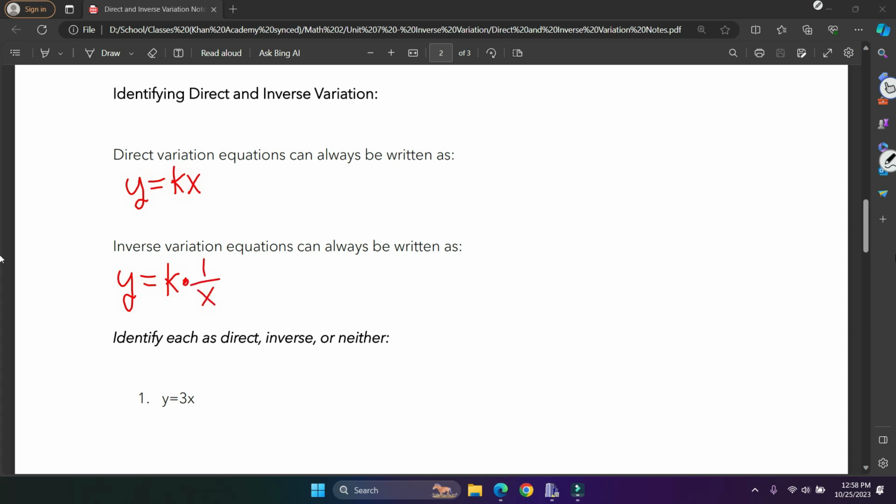And so, if we're trying to determine if an equation is direct variation or inverse variation, what we need to do is we need to be able to rewrite them in one of these two forms. So let's go to the first example and see if we can identify if it is direct, inverse, or neither.